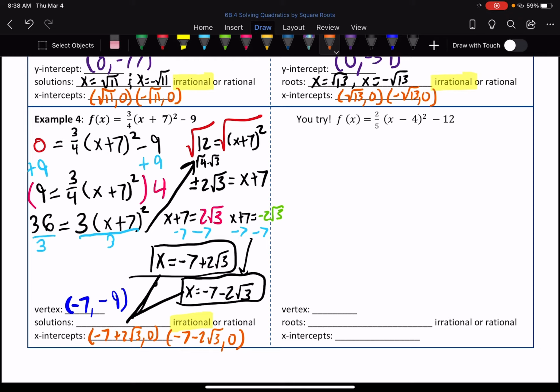Let's look at this final u-try. So our first step always is to set our f of x equal to 0. So I'm going to have 0 equals 2/5 multiplied by x minus 4 squared minus 12. We can go ahead and identify our vertex. That's going to be negative h, which in this case is negative 4, so that becomes a positive 4, comma negative 12.